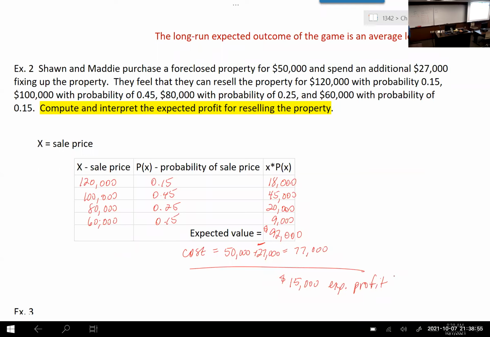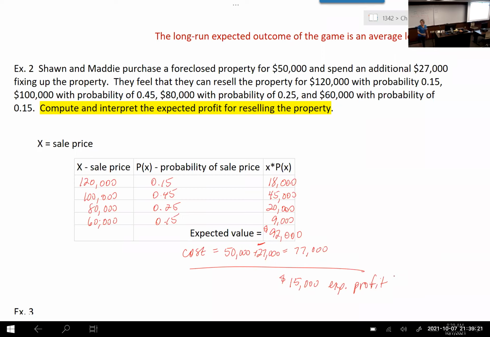The 15? Okay, so we have to just go back. We know we can sell the house for 92, but you have to go to the very first sentence and figure out, well, how much did they put into it first? 50,000 to buy it, 27 to renovate it. So they spent $77,000 and they're gonna sell it for 92. So it's just the difference. Okay. That's where the 15 comes from.